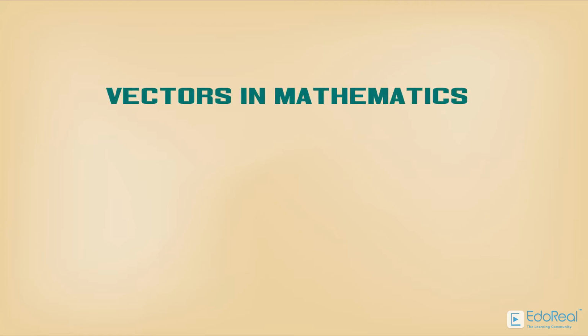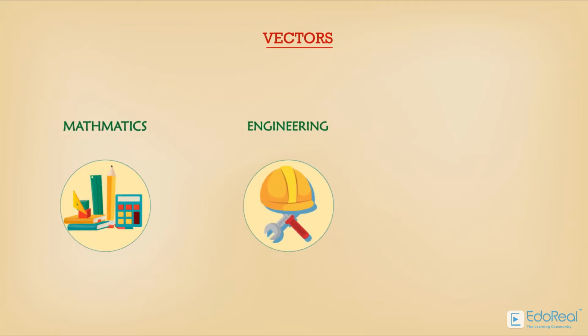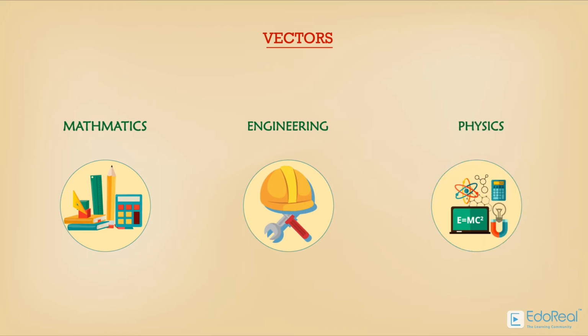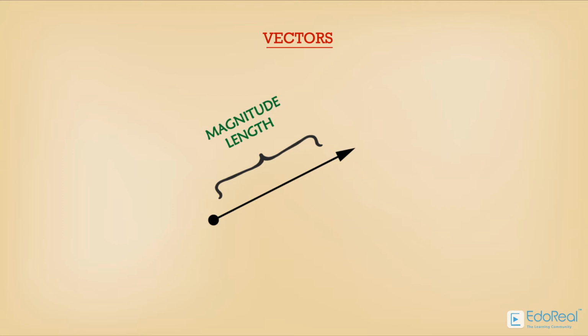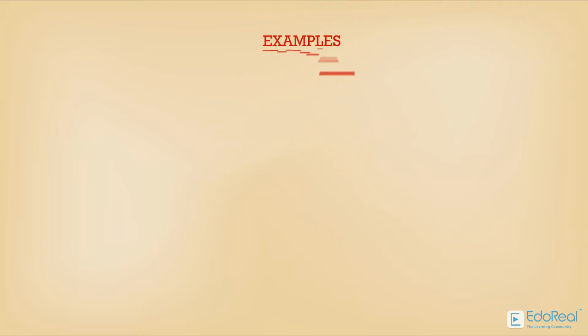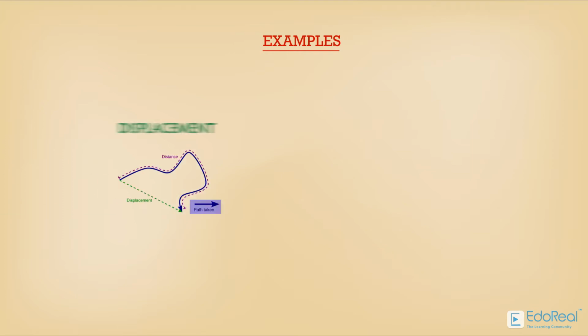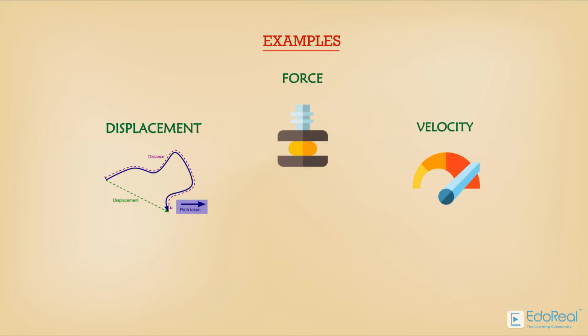In this video, we will discuss the vectors in mathematics. Vector is the term which is used in mathematics, engineering, and most importantly physics. A vector is a quantity that has both magnitude and direction. Some of the examples of vectors include various quantities, such as the displacement, velocity, force, acceleration, and many more.